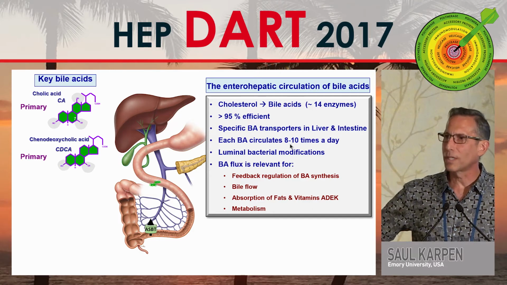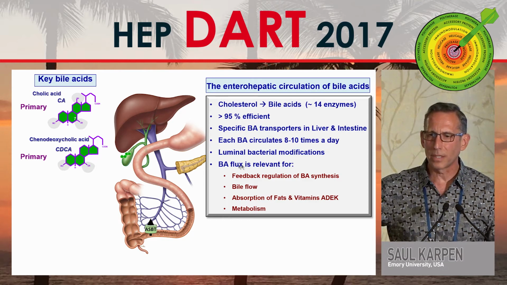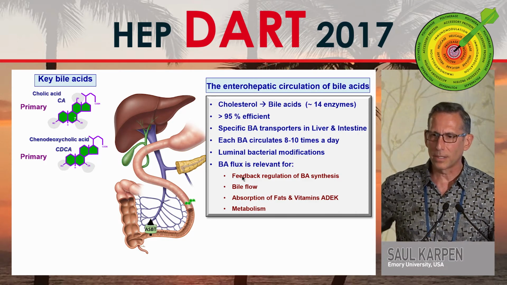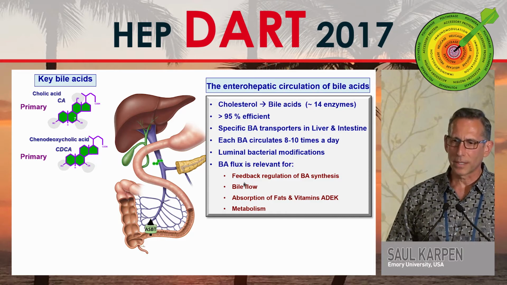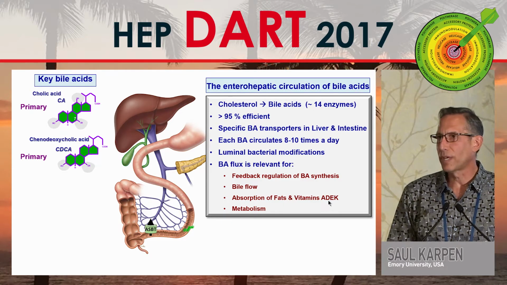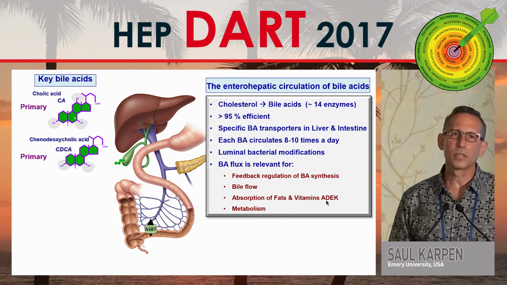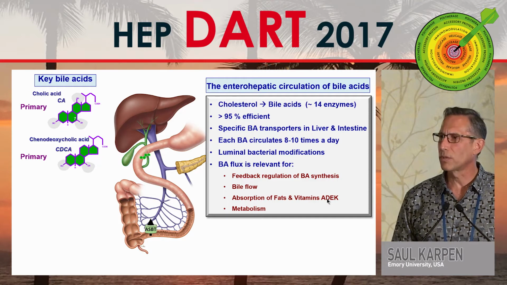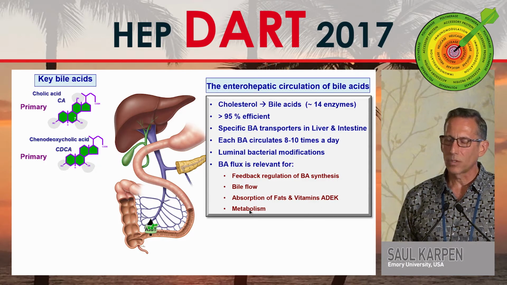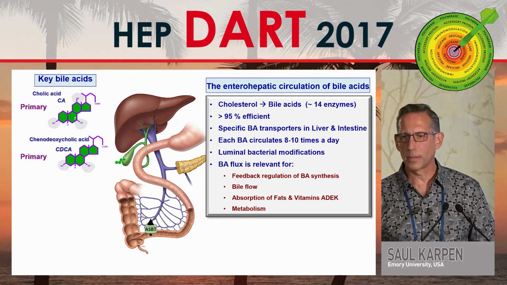Each bile acid circulates however many times you eat, so roughly 8 or 10 times a day. There are luminal bacterial modifications. I'll talk about this. And when we talk about the biology of bile acids, there's feedback regulation of bile acids. It regulates bile flow. It's involved in the absorption of fats and fat-soluble vitamins, predominantly these. And in fact, it's so important that in cholestatic infants, many of these are so vitamin D deficient they develop rickets within the first couple months of life, or fractures. So it's really quite important in our world. And as Arun alluded to, many of the pathways that he showed are really also bile acid regulated.